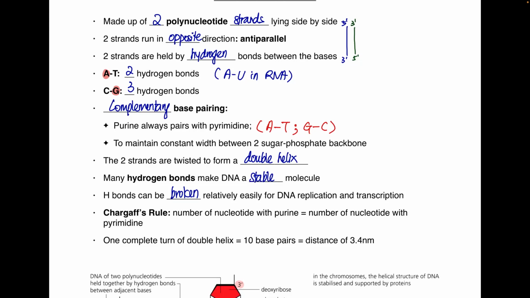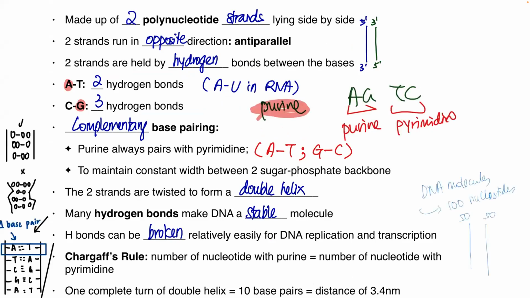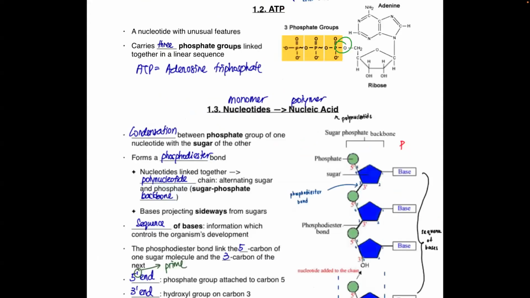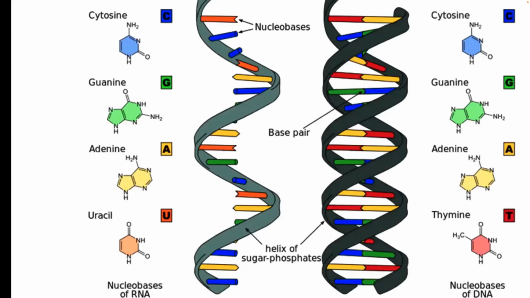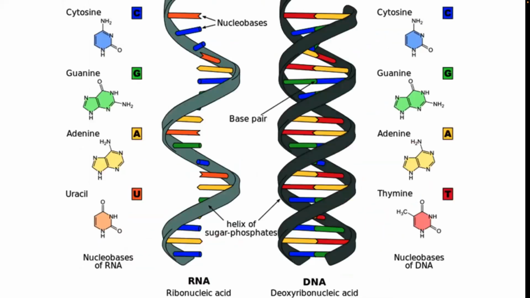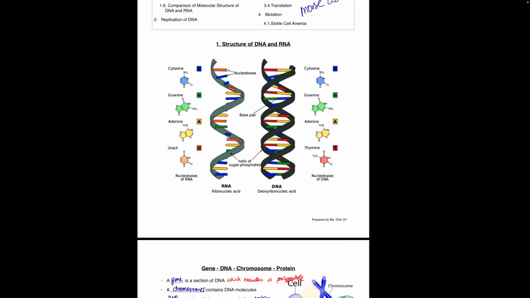Your DNA is made up of two polynucleotide strands lying side by side. I'm sure you are very familiar with the impression every time people talk about DNA: a very common structure that people draw is this double helix. Actually it is made up of two strands lying side by side. So we have two strands of DNA.